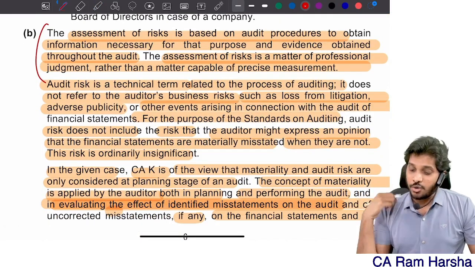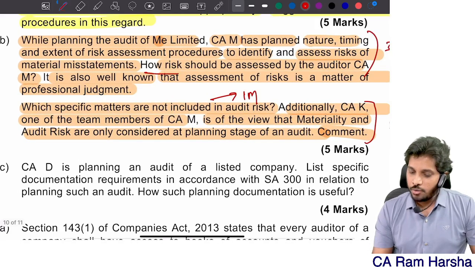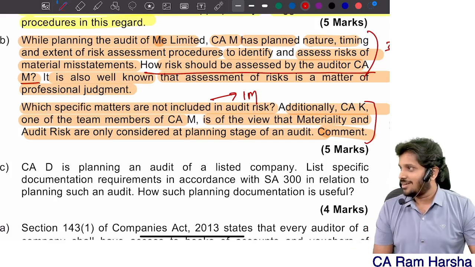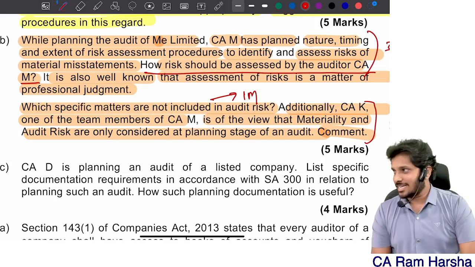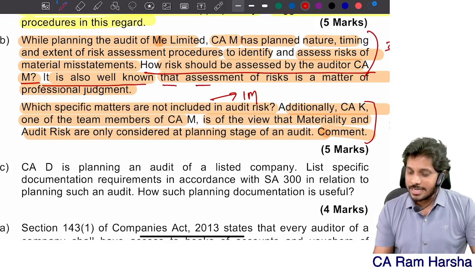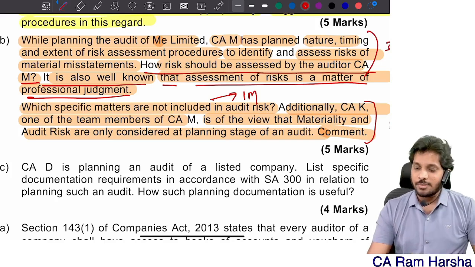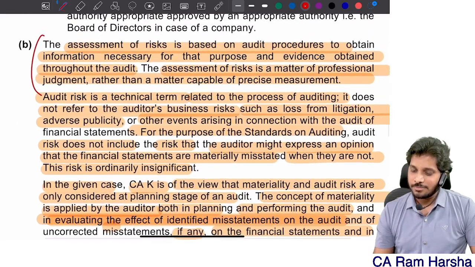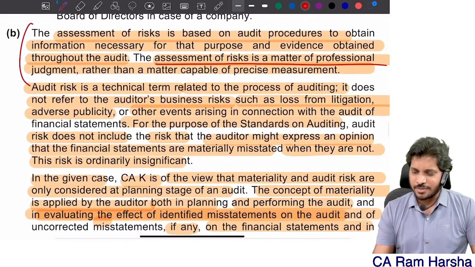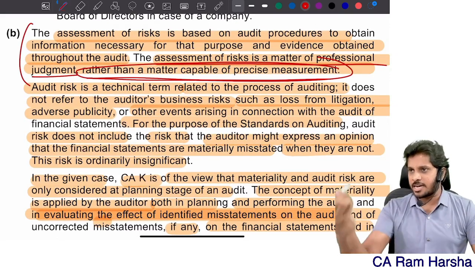differently. What is included in risk assessment? Like this, look at the question. How should risk be assessed by auditor CAM? How should it be assessed? They didn't answer, no? They didn't answer, right? How should risk be assessed? It is also known that assessment of risk is a matter of judgment. We'll see once. And of course, the assessment of risk is a matter of judgment rather than a matter capable of precise measurement. We just acknowledged their statement. This is okay.